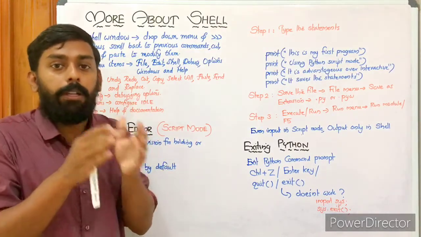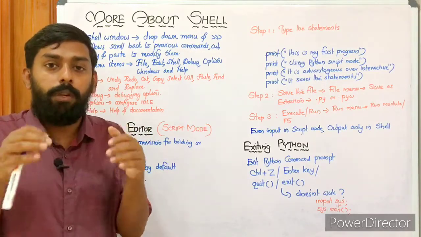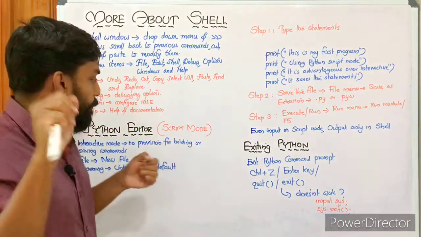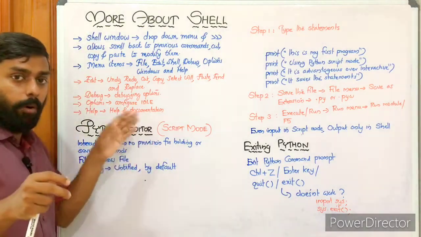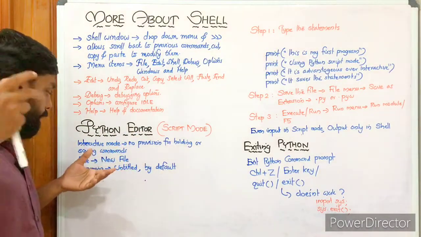For a software, there will be multiple lines of code, LOC. Multiple lines of code must be there, otherwise we couldn't perform multiple functionalities. So this is the way we can work with script mode or editor mode. Let's have a quick revision. Interactive mode has no provision for holding or storing data, or saving data.